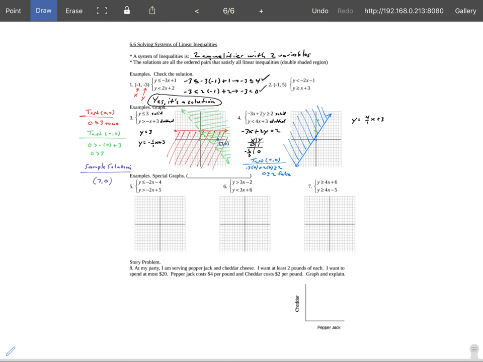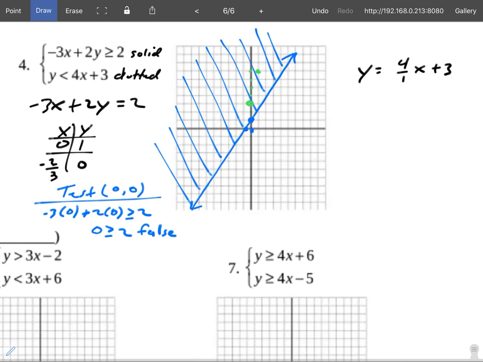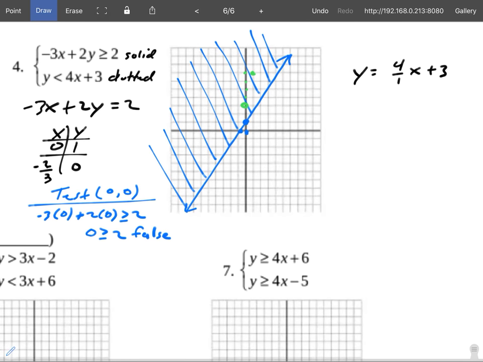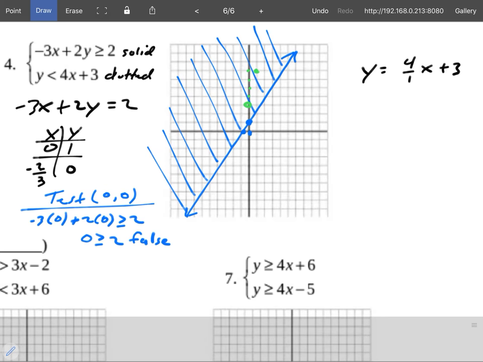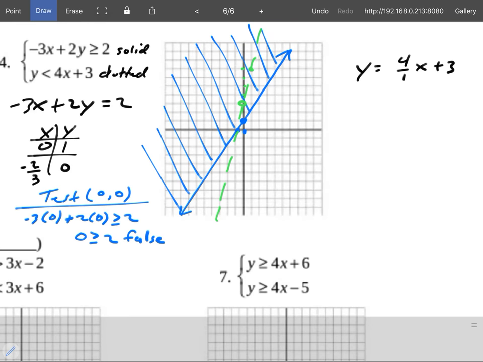Hold on, my iPad just changed screens on me here. Oh, it just zoomed out, I should say. Let me see if I can do this without messing it up. Now I got to remember that bottom line is dotted, right? So it's kind of like that.